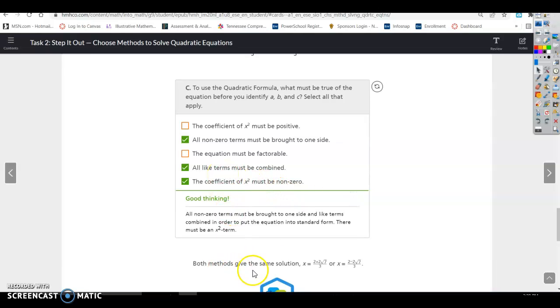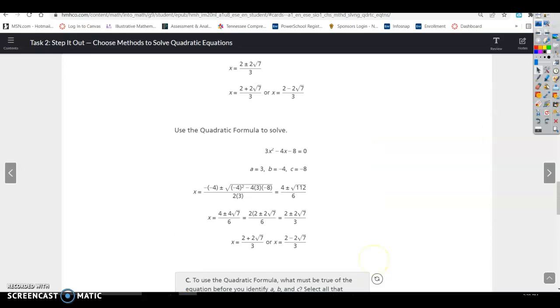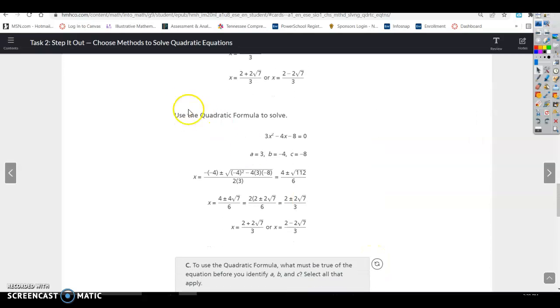All right, so both methods, completing the square and the quadratic formula, gave the same answer. You can see up here that when we solved it this way or this way, you get the same answer. So as long as you plug it in correctly and do it correctly, you can choose the method you like or the method you prefer.